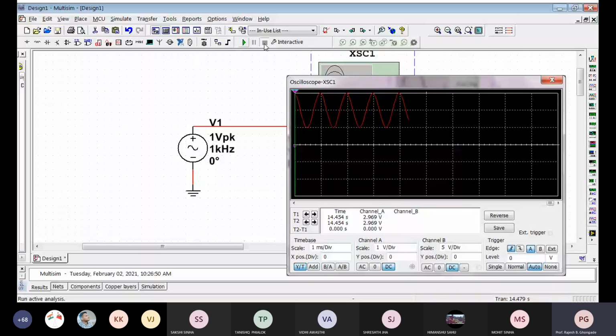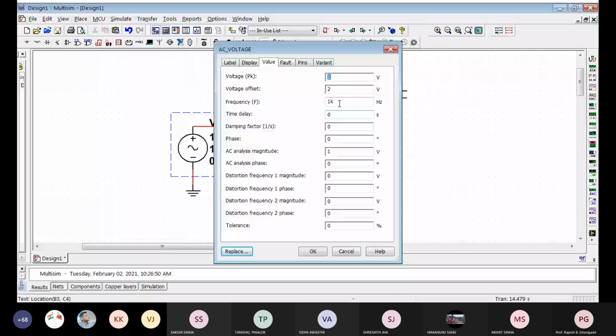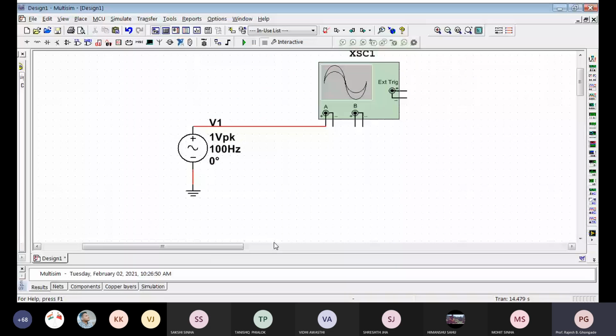Okay. So now there is another thing which is of importance, and that is, okay, I'll just shift this to 100 hertz. And use another device.